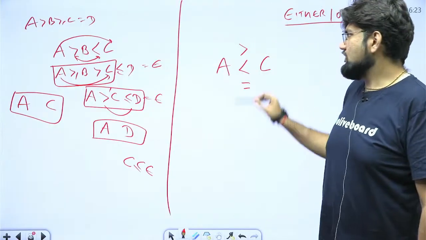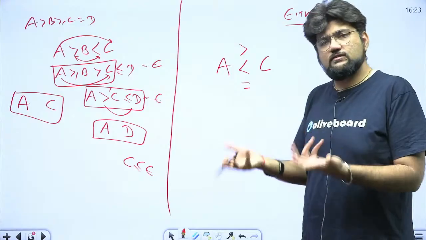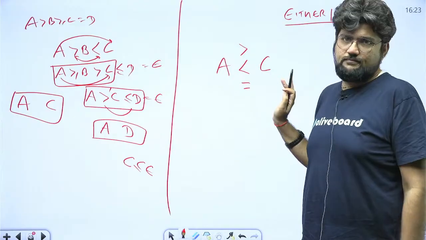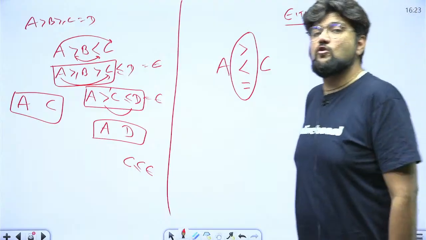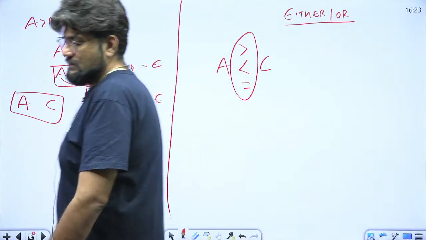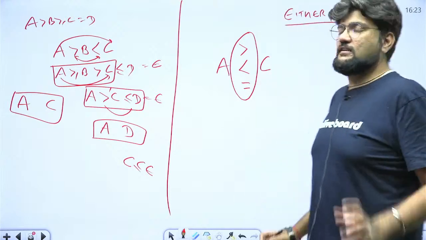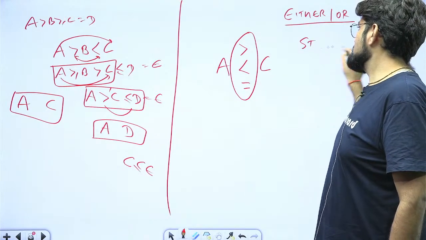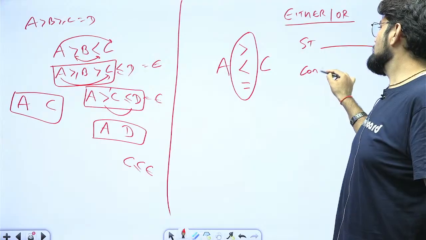Why? Because if it is greater, it is obviously automatically not equal. If it is less, again obviously not equal, or it is equal. These are the only 3 possibilities between any 2 elements if we don't know the relationship between them. Now, your questions will always be in the form of statements and conclusions, like syllogism only. There will be a statement of this sort, there will be an expression, and then there will be conclusions which will be following.